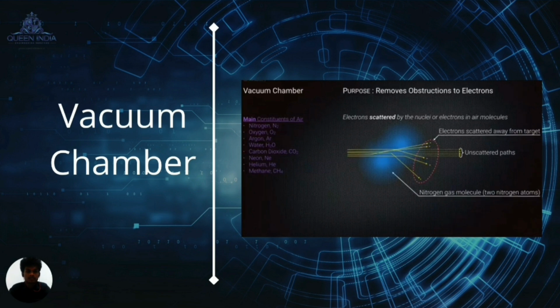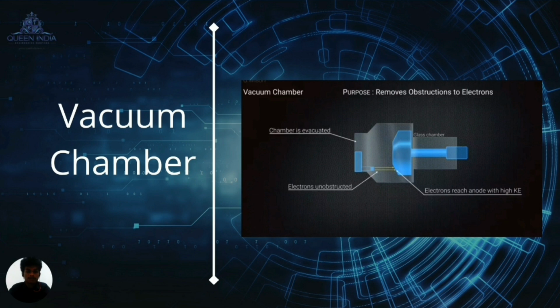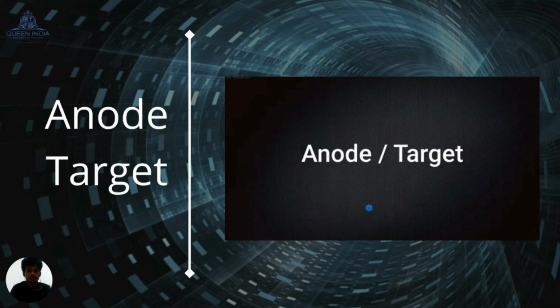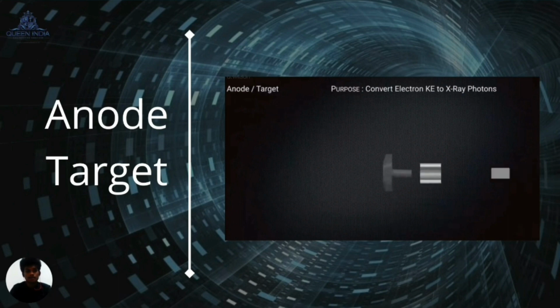Now let us see the path of the electrons after evacuating the chamber. Due to the absence of obstructions, you can observe that the electrons will reach the anode target with high kinetic energy. Number 4 is the anode target. The purpose of the anode target is to convert the electrons' kinetic energy into X-rays.